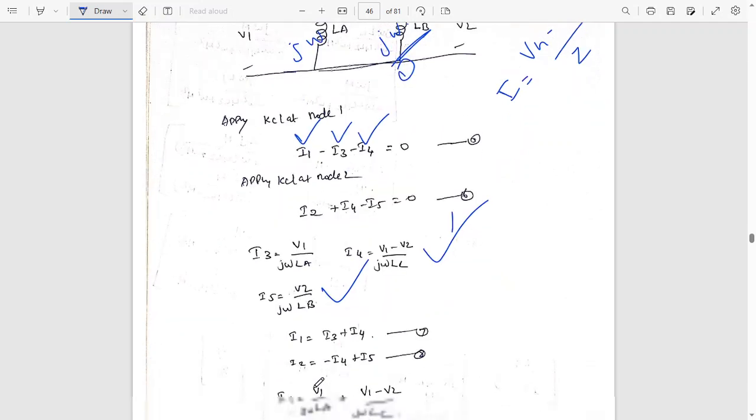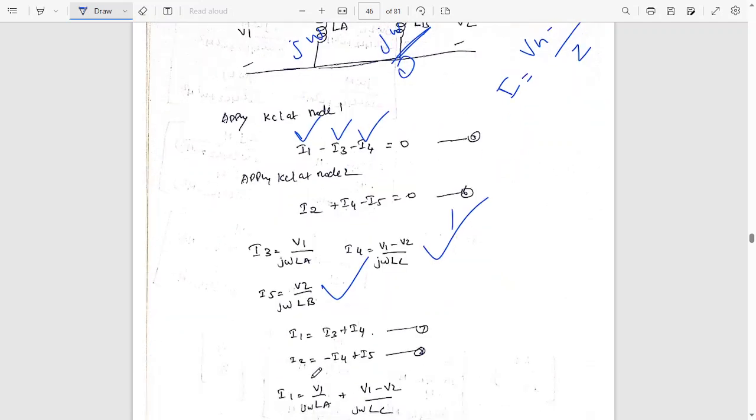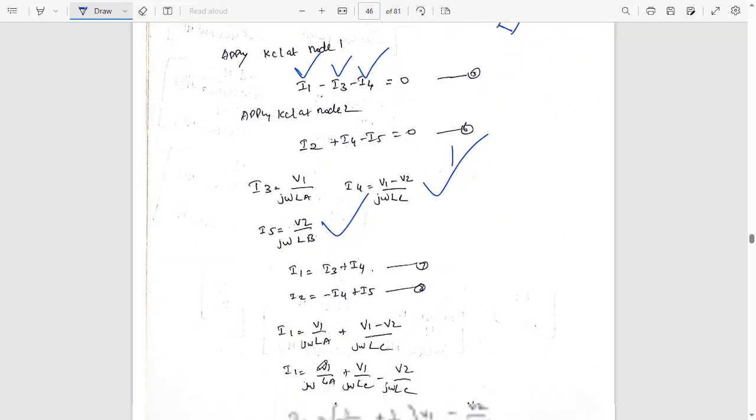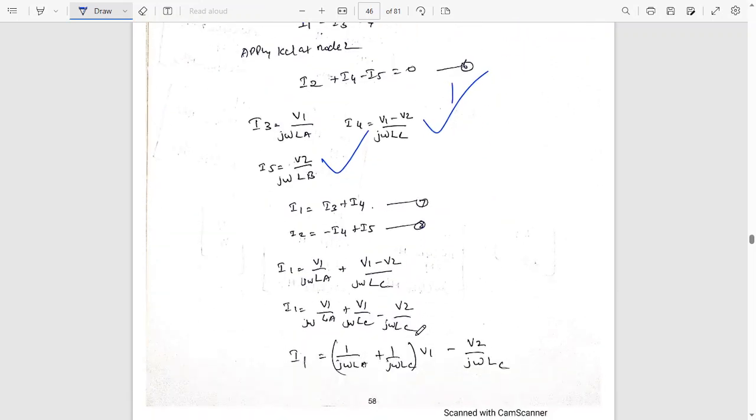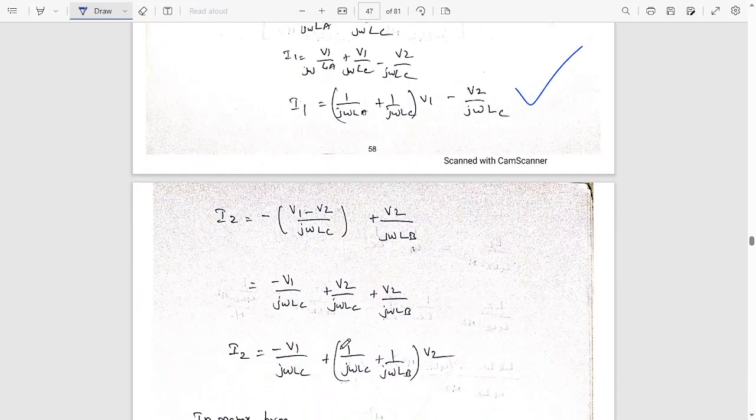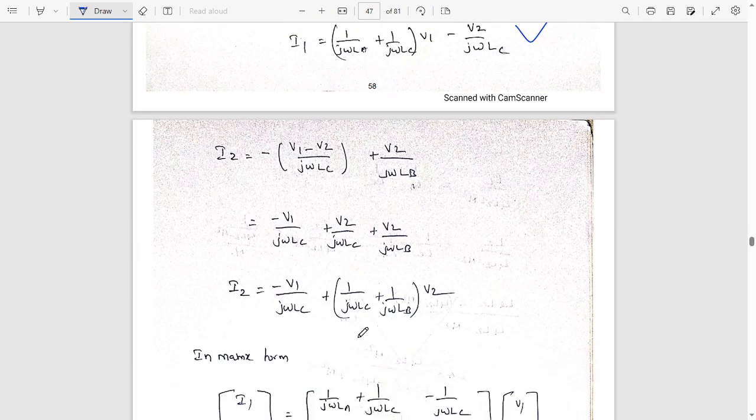Okay, now substitute in the equation. I1 equal to I3 plus I4 and I2 equal to minus I4 plus I5. Just simply substitute I1 equal to V1 by j omega LA plus V1 minus V2 by j omega LC, and if I rearrange and write, you get I1 equal to 1 by j omega LA plus 1 by j omega LC, V1 minus V2 by j omega LC. This is the equation I'll get. Similarly I2, I need to substitute what is I4 and what is I5 in this. After substituting, I will be getting the second equation like this.